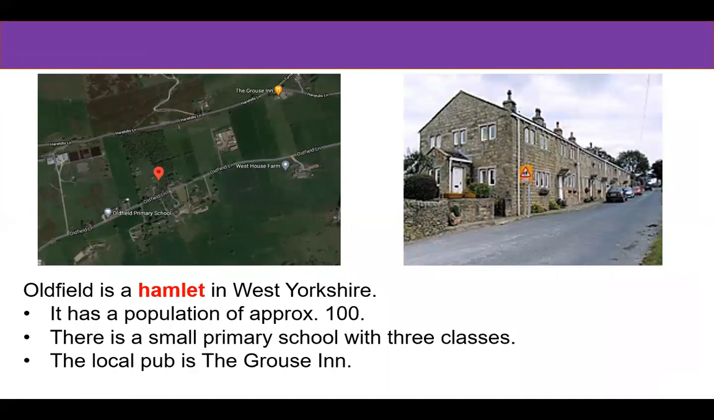So let's look at them in a little bit more detail. Oldfield is a hamlet in West Yorkshire. It has approximately 100 people. There's a small primary school with 3 classes and a local pub called the Grouse Inn. If you look on the map here, you can see it's this small area here. The houses look like this, and you can drive up just beside them, right up beside the road.